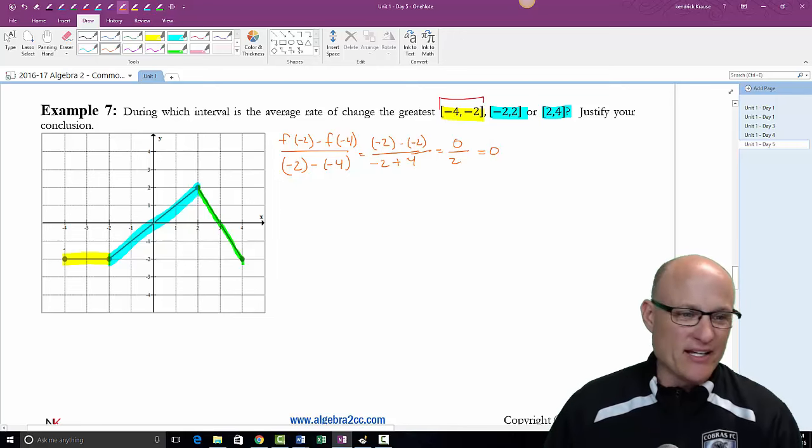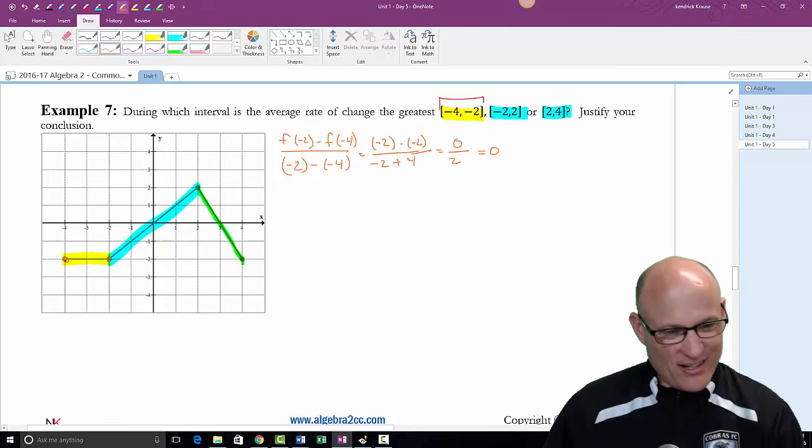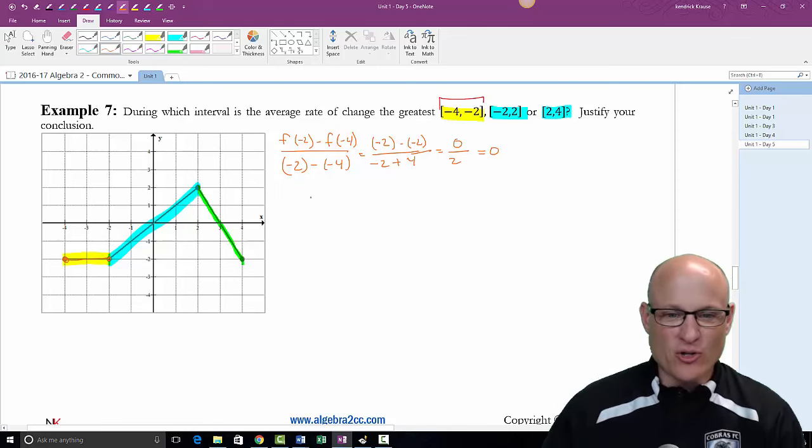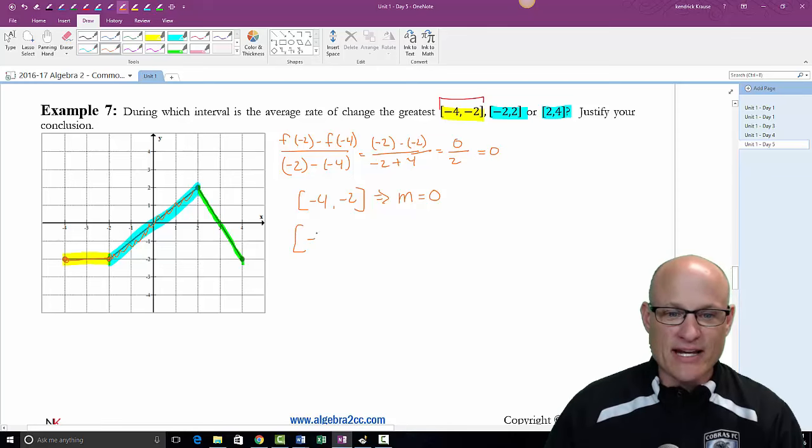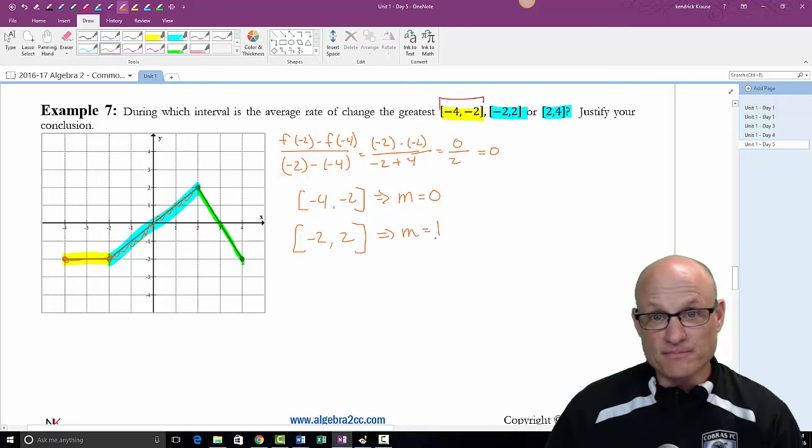Now I could do that. I just use these 2 points, and I found the slope. But can't I just count? So I know from -4 to -2, my slope is 0. Now this one, on this line, I'm going up 1 over 1, up 1 over 1, up 1 over 1. So from -2 to 2, my slope is equal to 1.